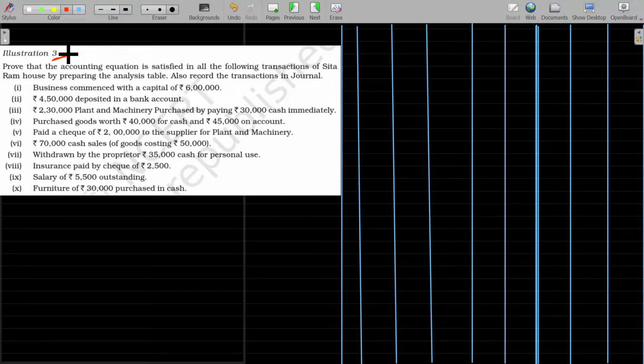Illustration number 3. Prove that the accounting equation is satisfied in all the following transactions of Sita Ram by preparing the analysis table. Here I am going to open the accounting equation. Asset is equal to capital plus liabilities. In this angle I am going to prepare this.